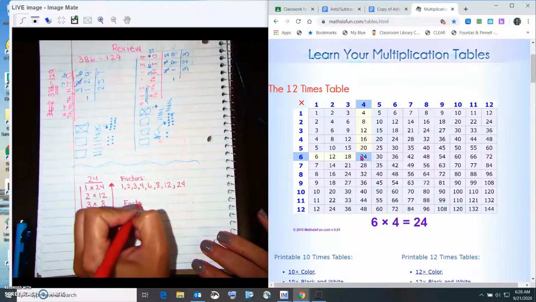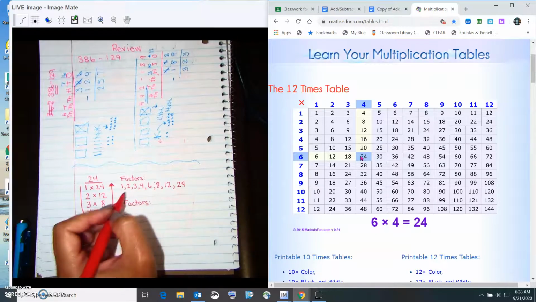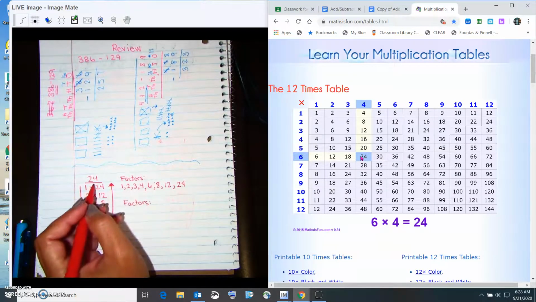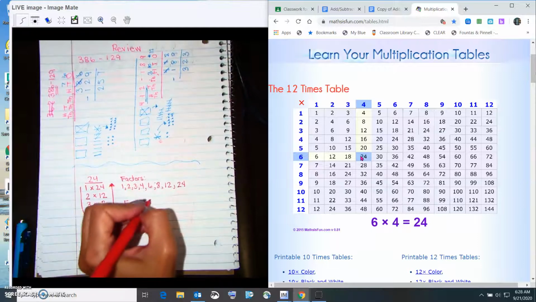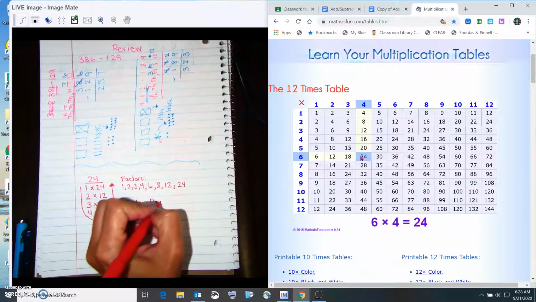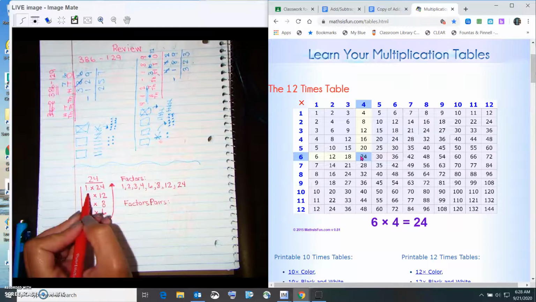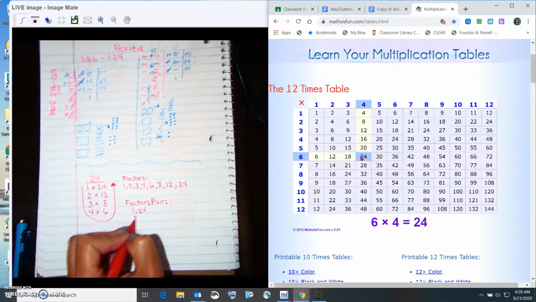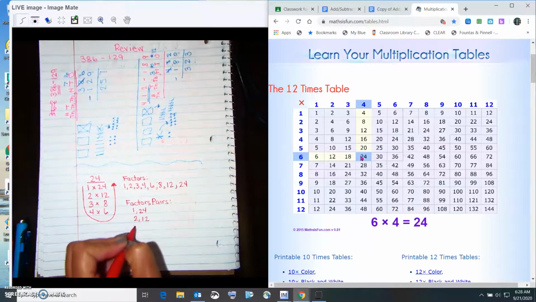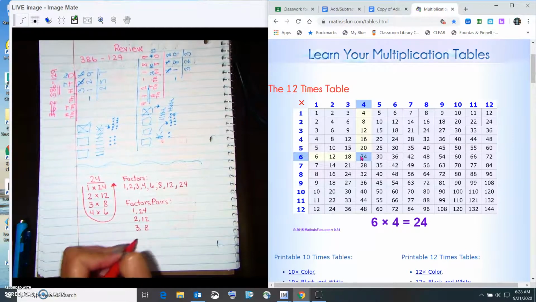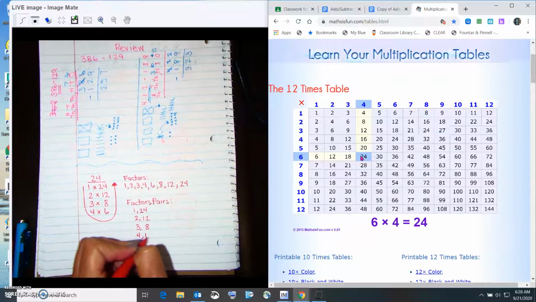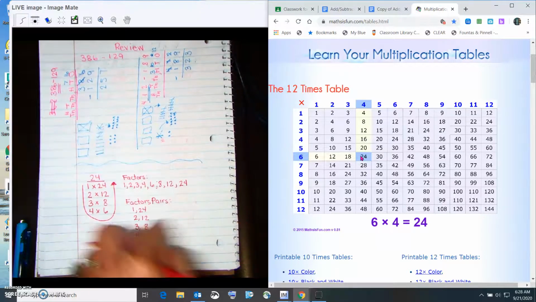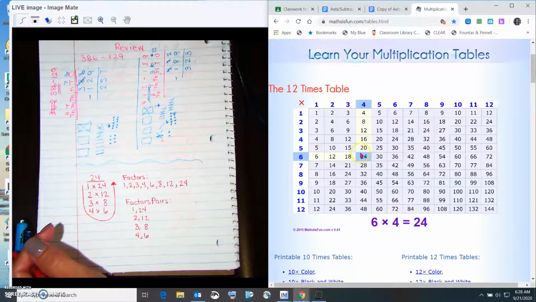All right, and now our factor pairs. If it asks for factor pairs, now remember factors means that all of these numbers, if I multiply them, are going to give me 24. Factor pairs means they have to be together. So this would be 1 and 24, 2 and 12, 3 and 8, and 4 and 6. So we are going to be practicing both of these today during math.